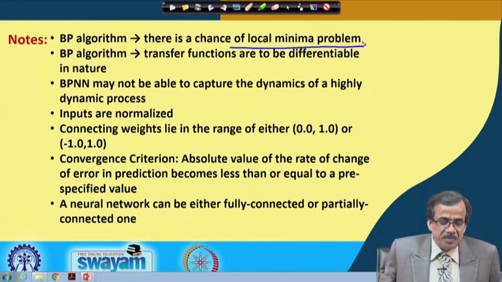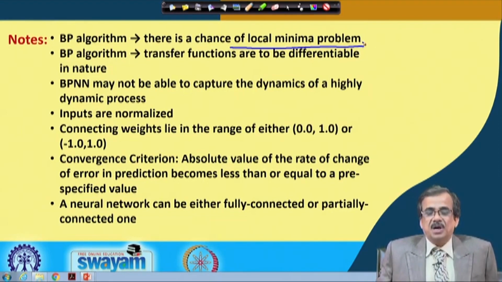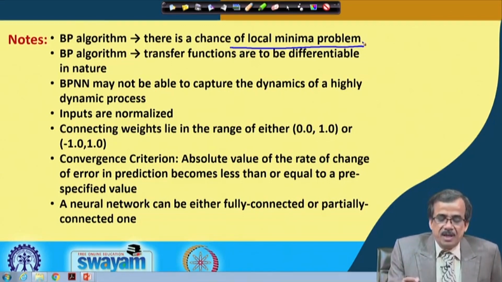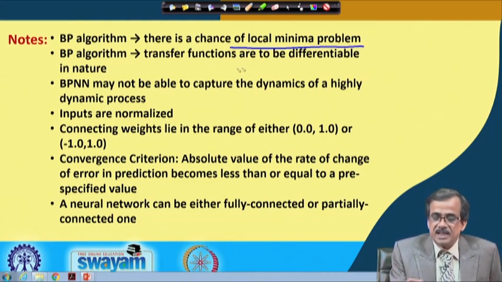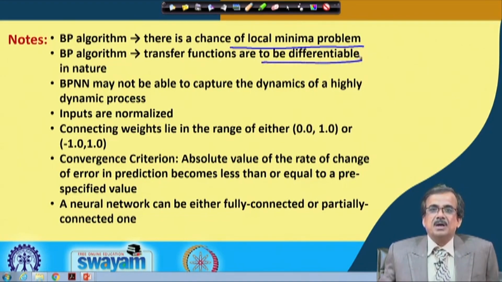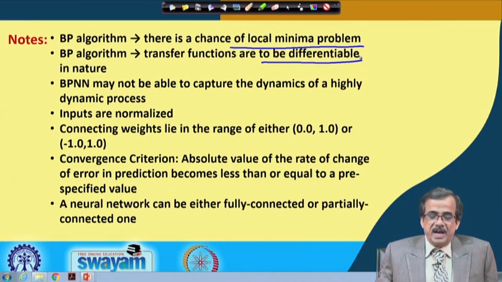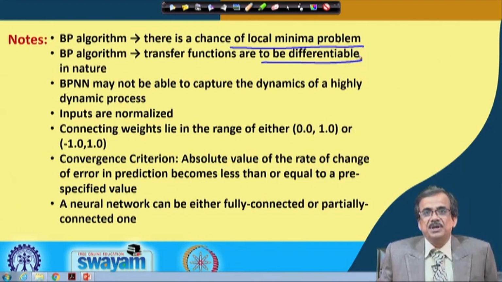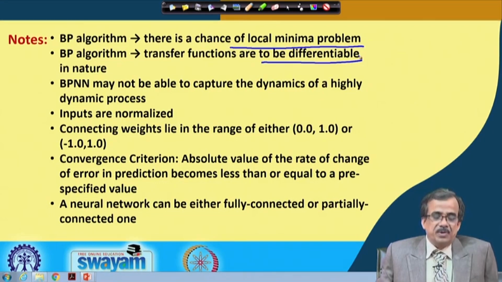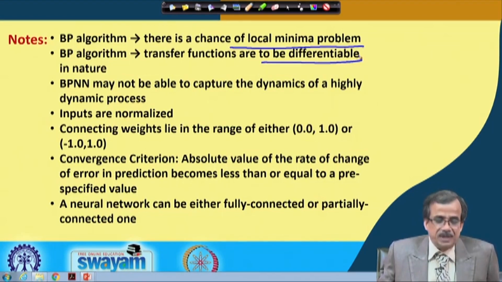And this back propagation algorithm has a chance of local minima, and the transfer function has to be differentiable, because we are using the gradient information, and at the point of discontinuity, in fact, we will not be able to find out the gradient of this objective function or the error function.